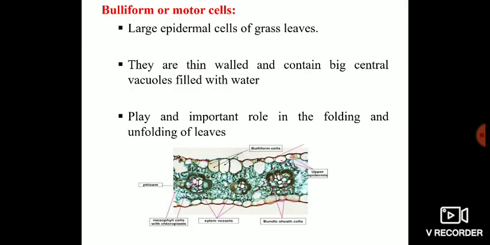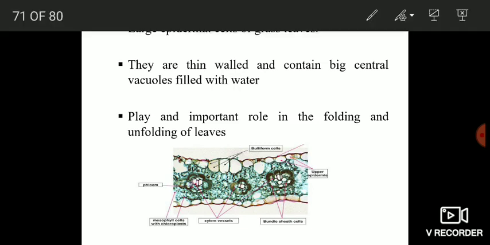Another one is bulliform or motor cells. These are large epidermal cells of grass leaves. These cells are thin-walled and contain a big central vacuole which is filled with water. Here you can see these are the bulliform or motor cells, and these cells play an important role in the folding and unfolding of leaves.